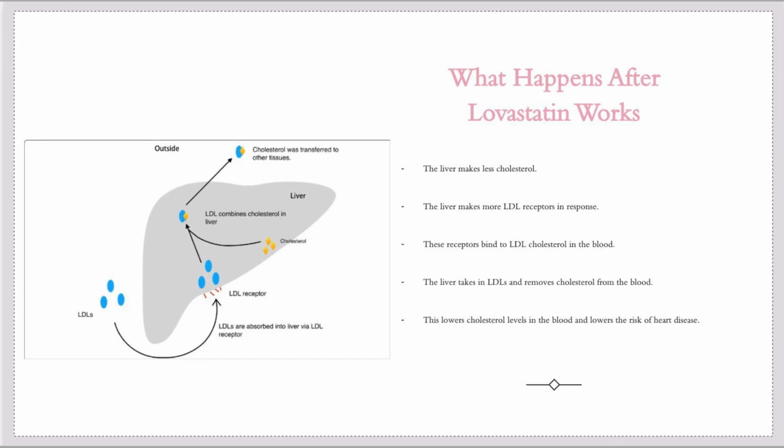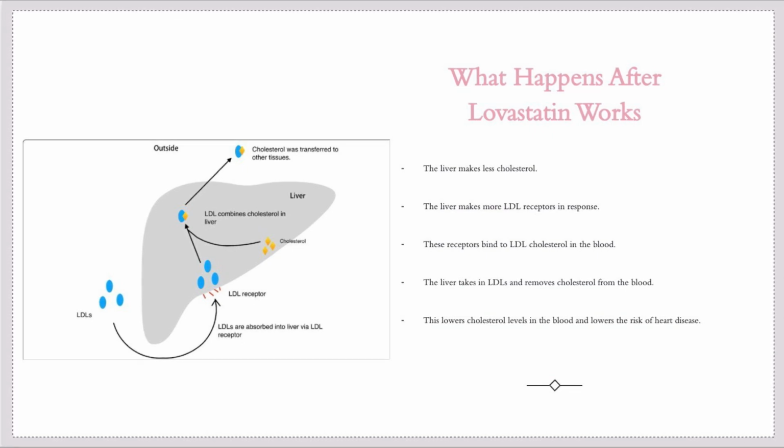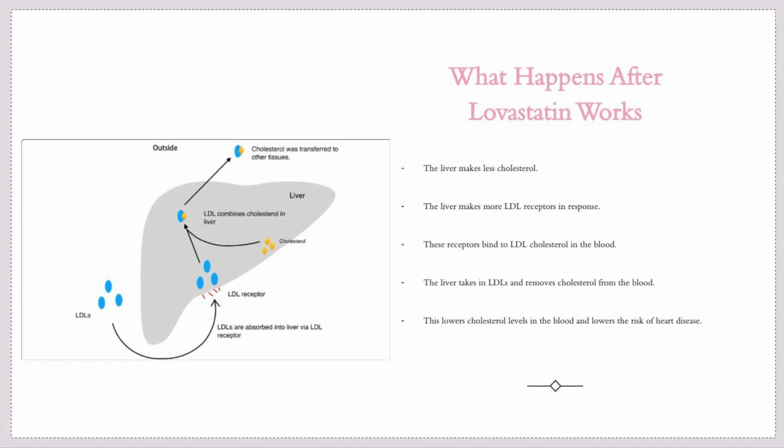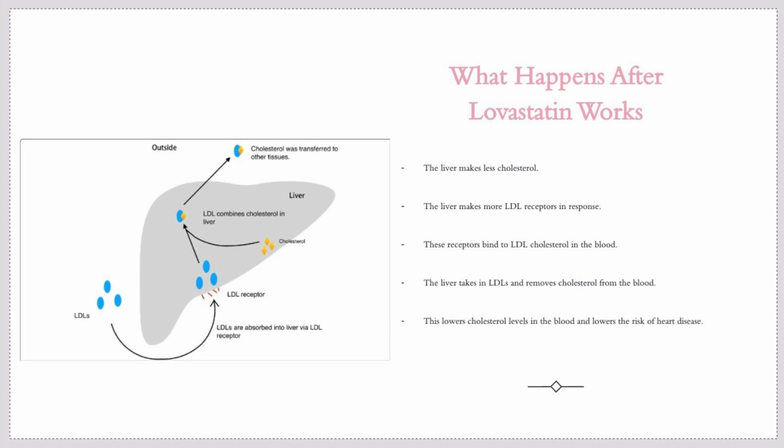So now you're probably wondering what happens after the lovastatin works in the body. The body doesn't just sit there after lovastatin stops the liver from making the cholesterol. It can tell that there is less cholesterol in the liver cells, which starts a chain reaction in the body. The liver makes more LDL receptors in response.